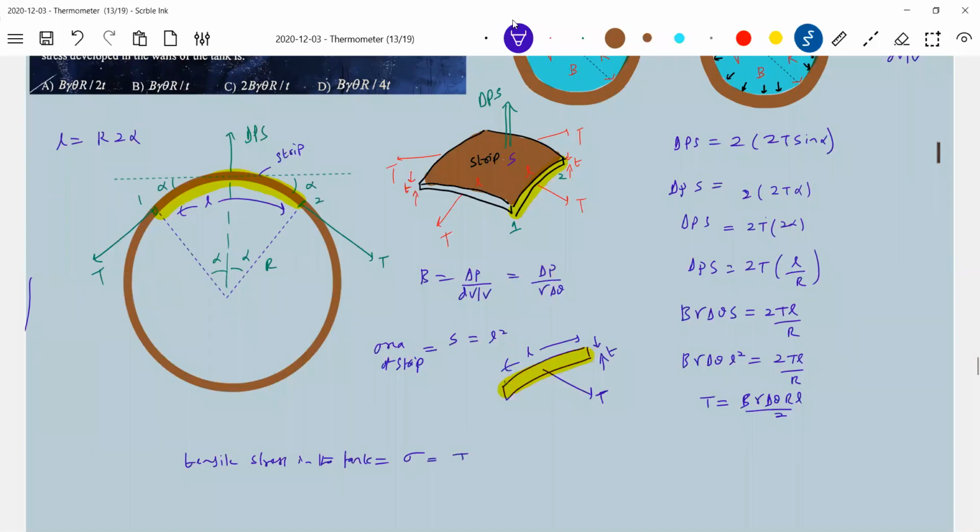This should be equal to tension by area. L into t will be area, no? So let's write T. What is the expression? L t B gamma delta theta R L by 2. So B gamma R change in temperature by 2t. Delta theta is change in temperature. What is delta theta?